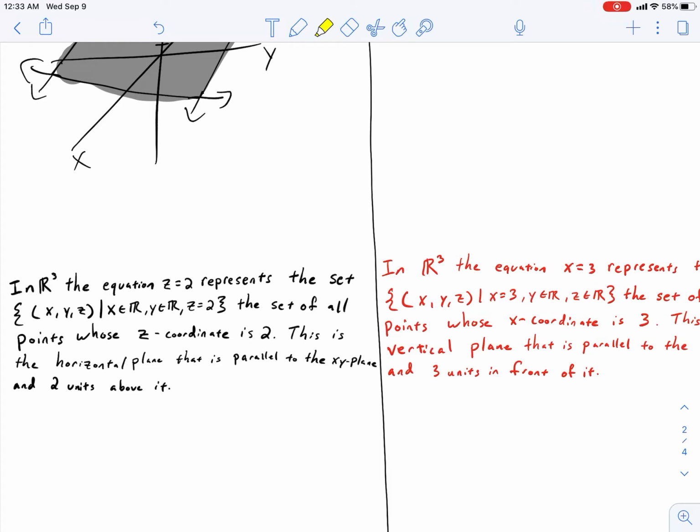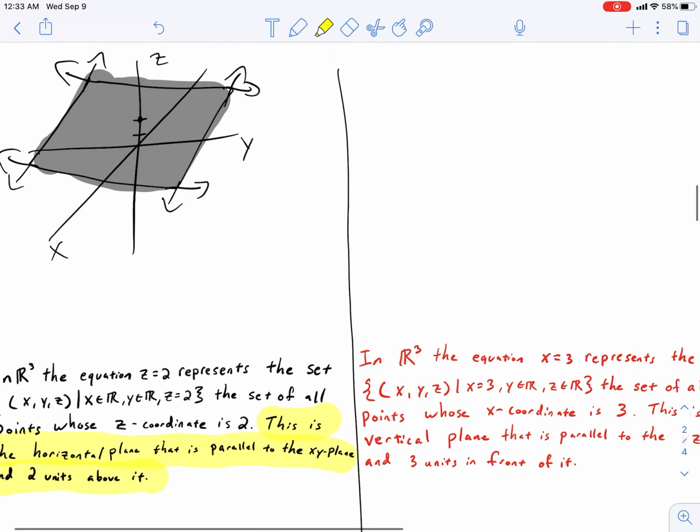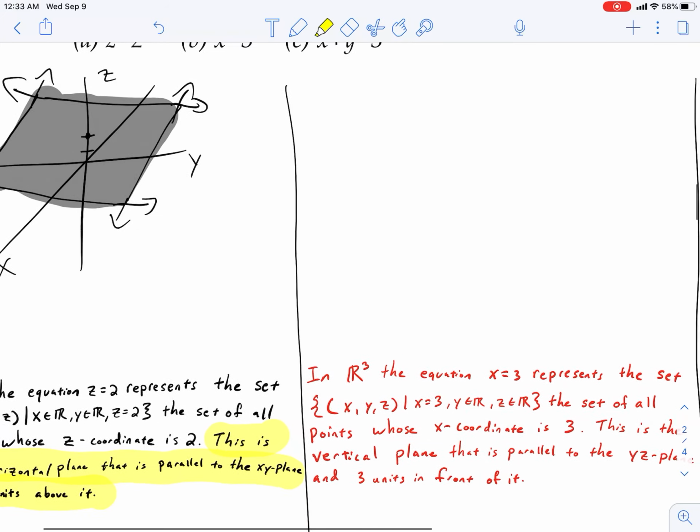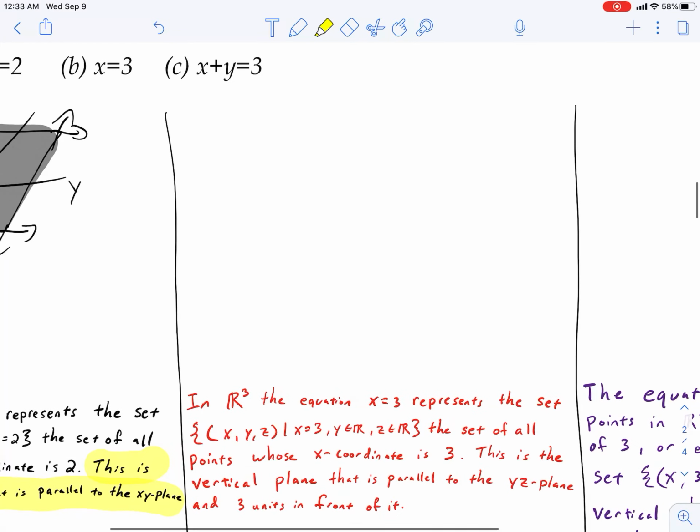All I would ask you to write to explain this is to say that this is the horizontal plane that is parallel to the xy plane and is 2 units above it. All right, that's all you would have to use as a description for this plane. All right, so the next one hopefully will be pretty easy for you, knowing that x equals 3.